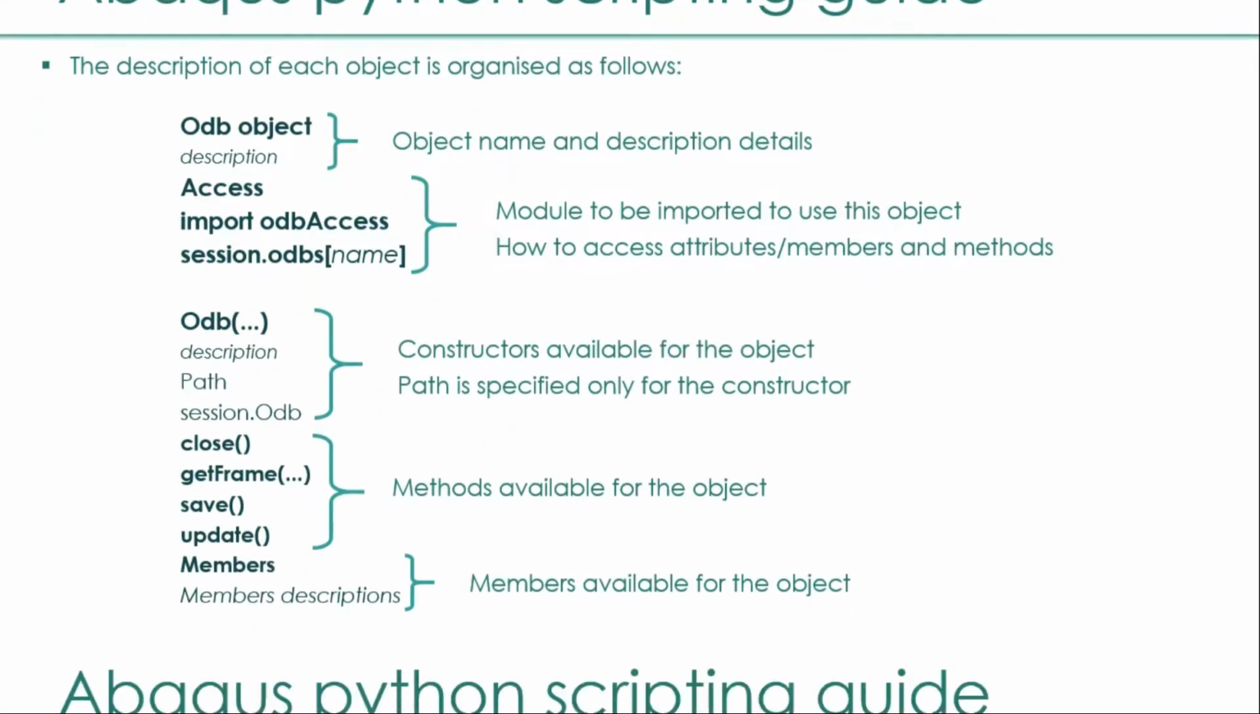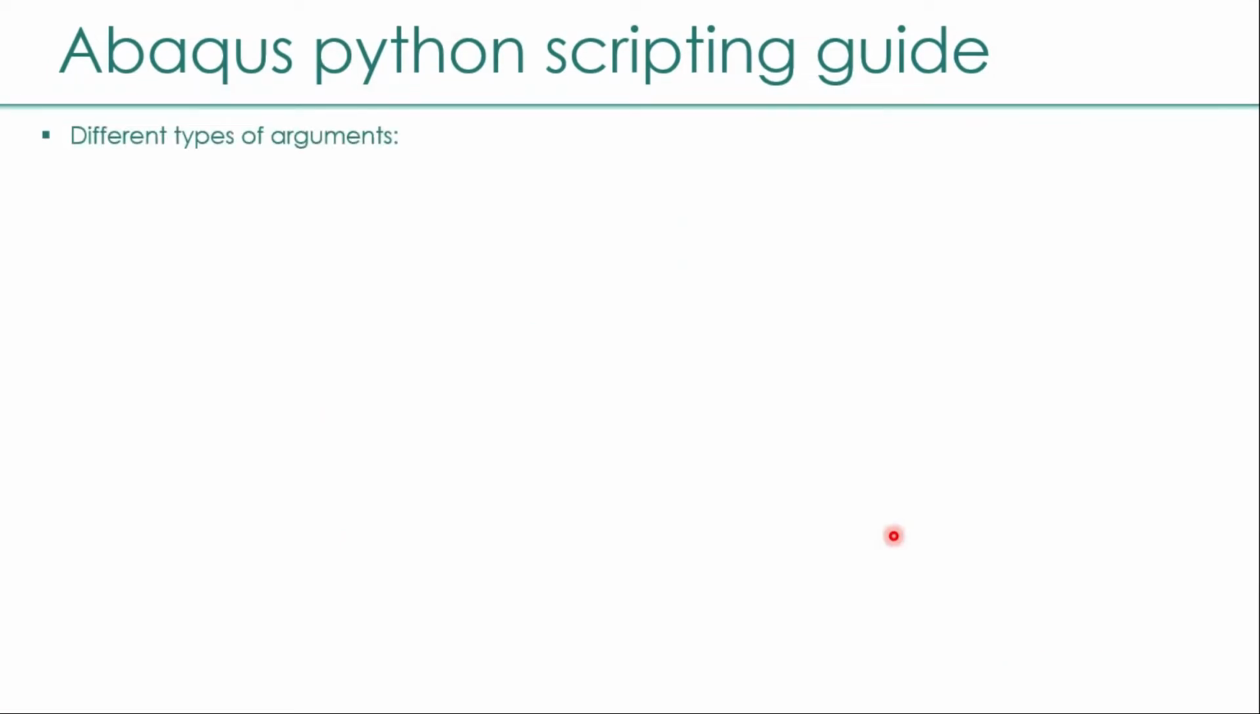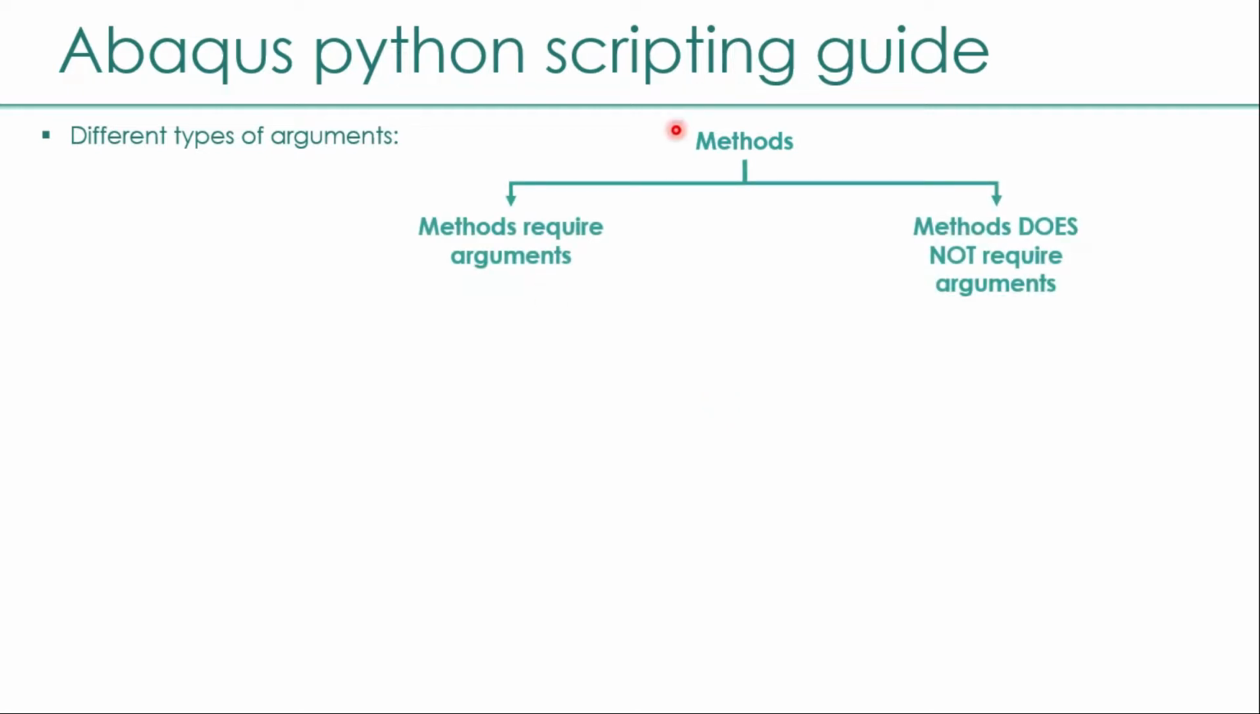Okay, so now let's move ahead, and one important thing I want to tell you here is the different types of arguments that you can give to the methods. And as a beginner, I think this will be pretty important. Okay, so the methods can be of two types, which basically means some methods require arguments and some methods do not require arguments. So in the Abaqus scripting guide, how will we know whether this object has some arguments or not?